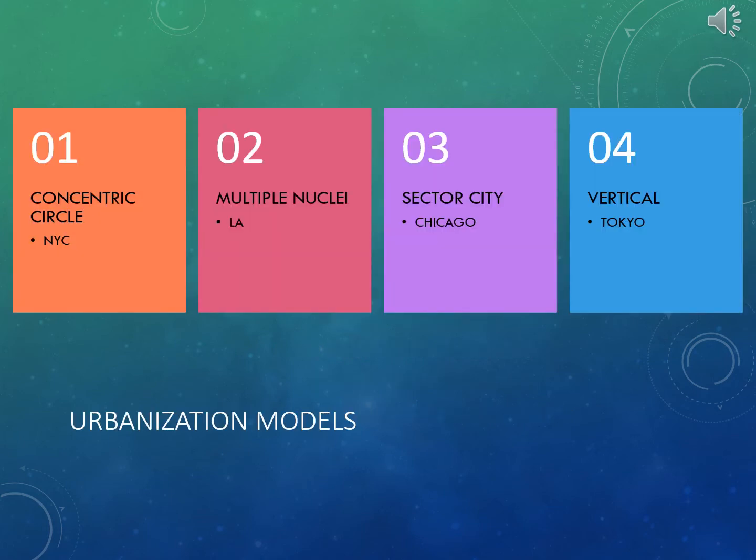Urban development models are the ways in which we look at how a city has grown up. There are four major urbanization models or land use practices for urbanization. They are the concentric circle, the multiple nuclei, the sector city, and the vertical city. Examples of concentric circles often include New York City. Multiple nuclei is Los Angeles. The sector city is the early development of Chicago, and vertical are Tokyo or Shanghai. Asian cities tend to fall under this vertical category.